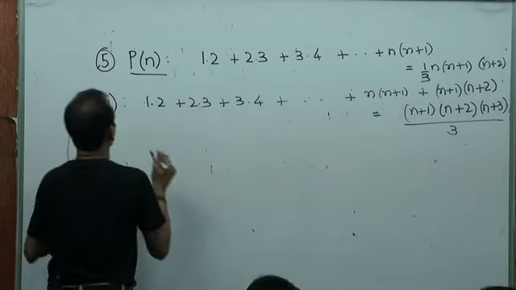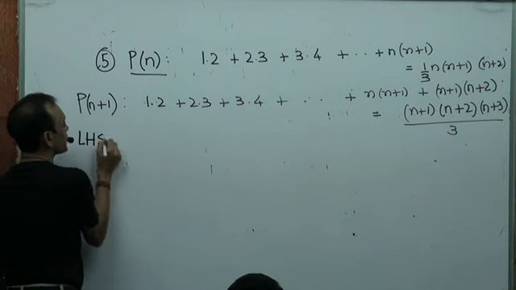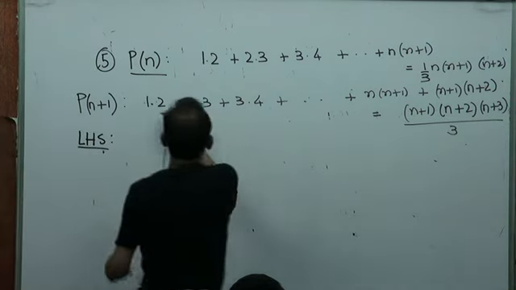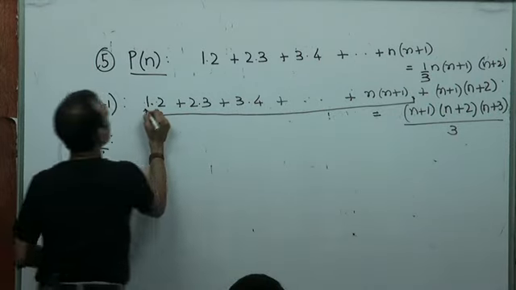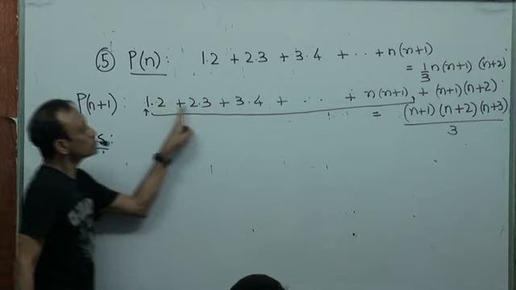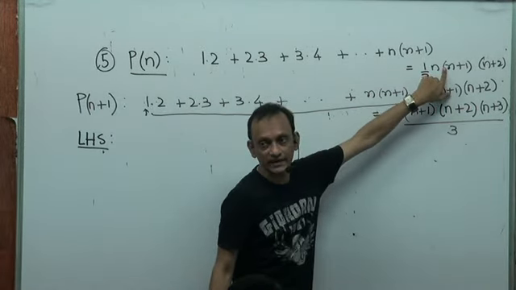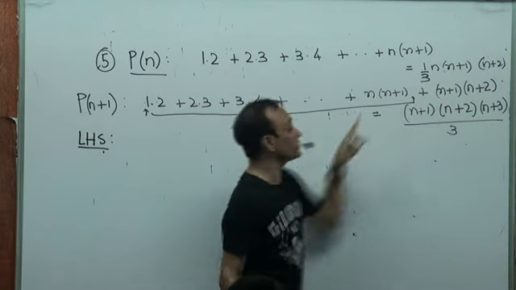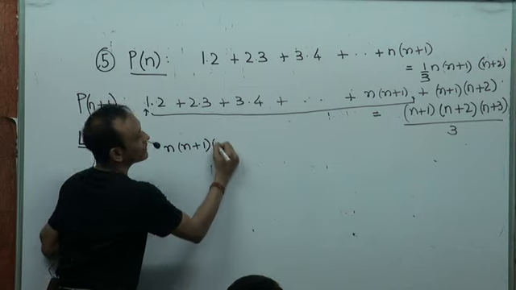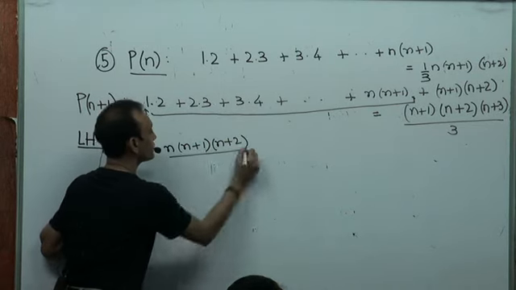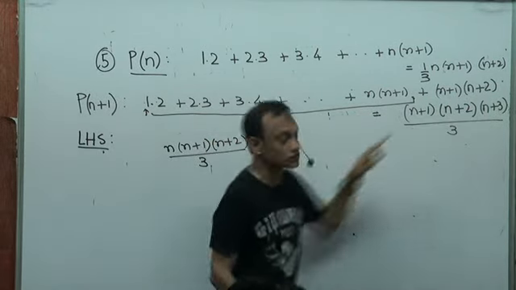Now, let's look at the left hand side of Pn plus 1. All terms from here all the way to n into n plus 1 are terms that are part of Pn, right? So this plus this, n into n plus 1, we've assumed is true. That is n into n plus 1 into n plus 2 by 3. So then the left hand side is n into n plus 1 into n plus 2 by 3 plus this term n plus 1 into n plus 2.